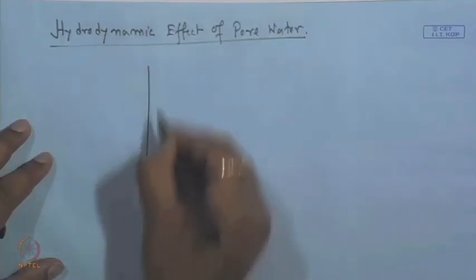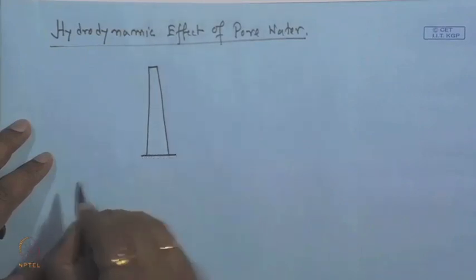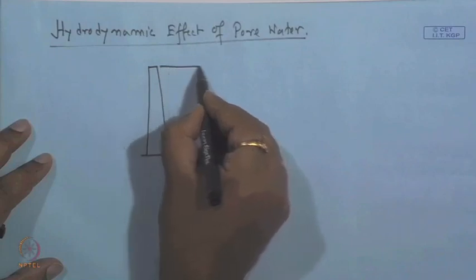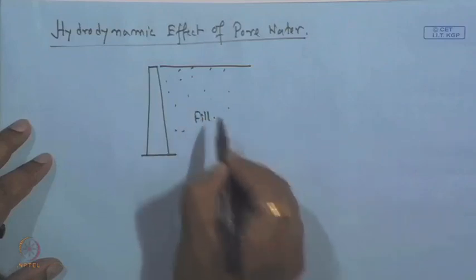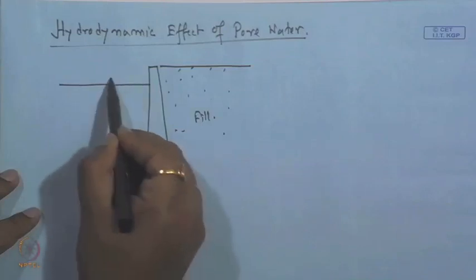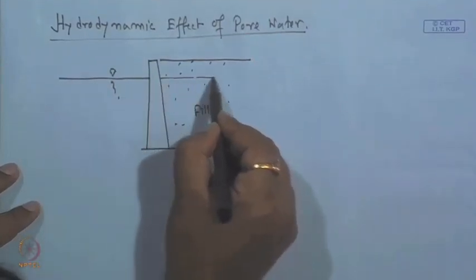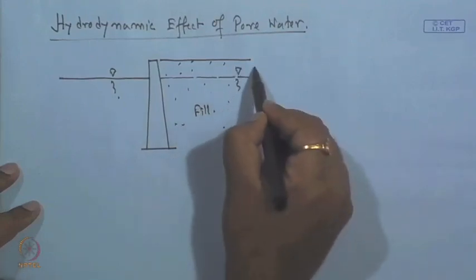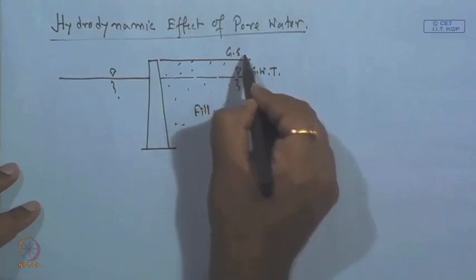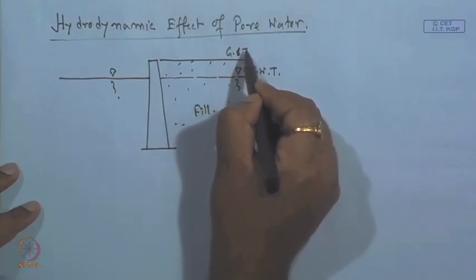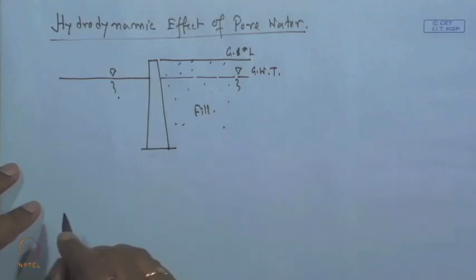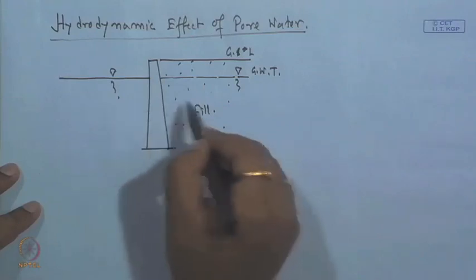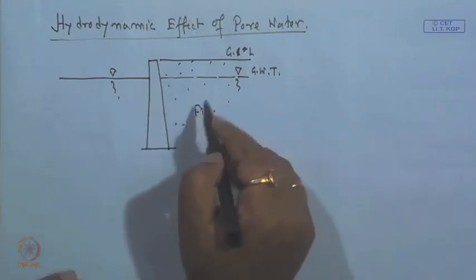So, suppose this is a retaining wall, whose this side is the fill, or the fill side, and this side where water surface is, this side is water, and here also water table is acting, say. This is ground water table, this is ground surface, GL, ground level, this is ground water table. Now here both sides water is present, here water is free and water is within the soil.